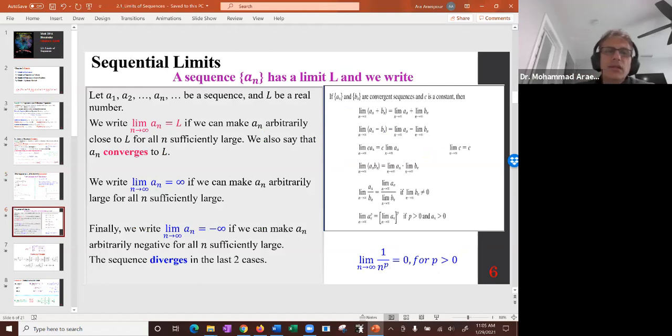Again, we repeated the definition as far as convergence and divergence is concerned. In short, convergence means you can come up with a limit, you can come up with a value, and divergence means it can't happen.